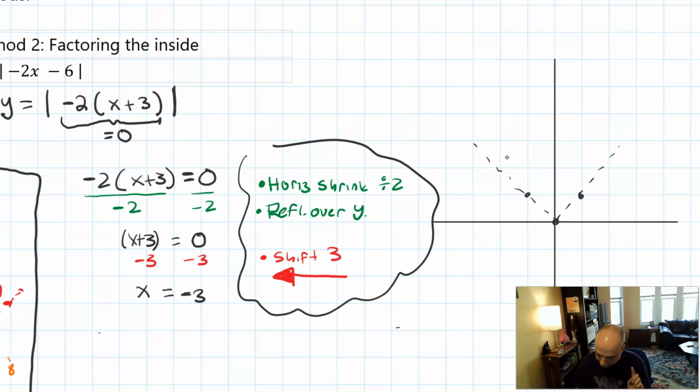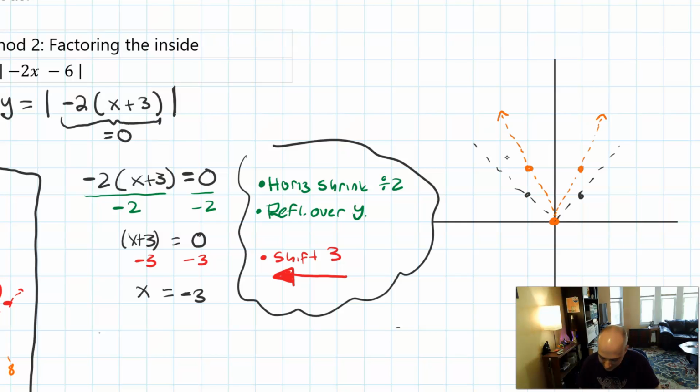Then the first thing I could do is the horizontal shrink. 0 doesn't shrink. I don't have to worry about the vertex moving here because the vertex is still at 0 at the time I do the shrink. That's to me the big benefit of this, is I don't have to worry about the vertex moving.